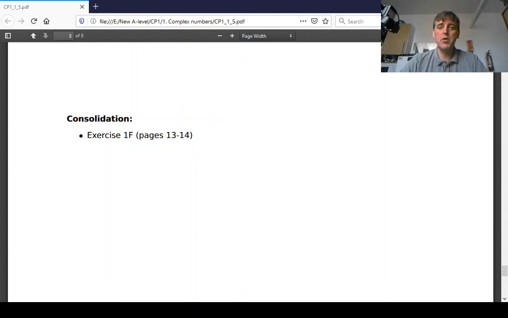But that's the end of chapter 1. In chapter 2 we are going to look at complex numbers a bit more, so make sure that you are as good as you can possibly be before we get on to those. Okay?